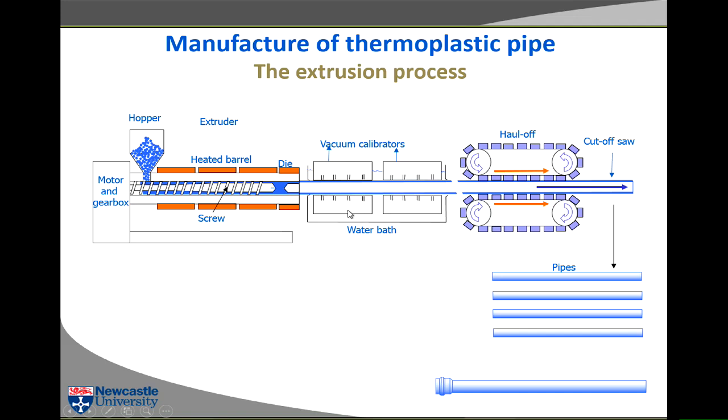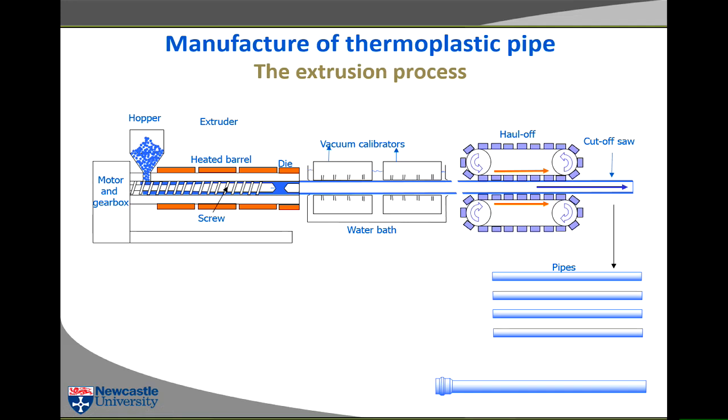And this unit is called a vacuum calibrator. It's pulled to form the accurate shape. It's pulled inside a very accurate steel tube, and this steel tube has slots in the wall of the tube, and you apply a vacuum. So this calibrator unit contains a steel tube with slots, and it sucks the thermoplastic pipe against the wall of the calibrator.